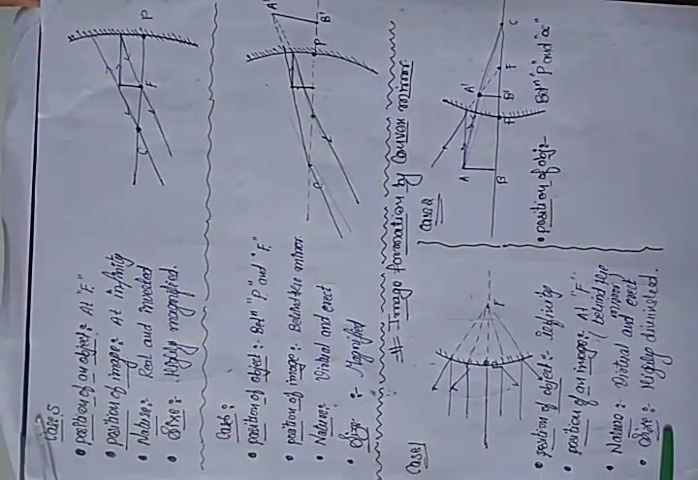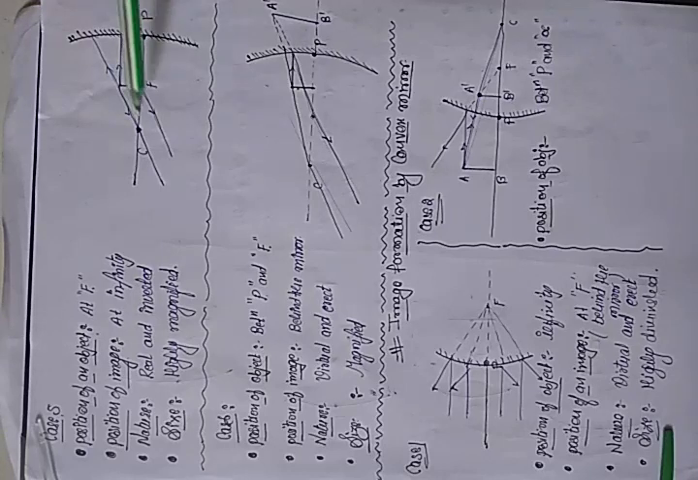Now students, case number 5. Okay, what is case number 5? When the position of an object is at focus. Okay, now see, this is our mirror, this is pole, this is center, this is focus. Okay, so we are standing on the focus, so the object is on the focus.